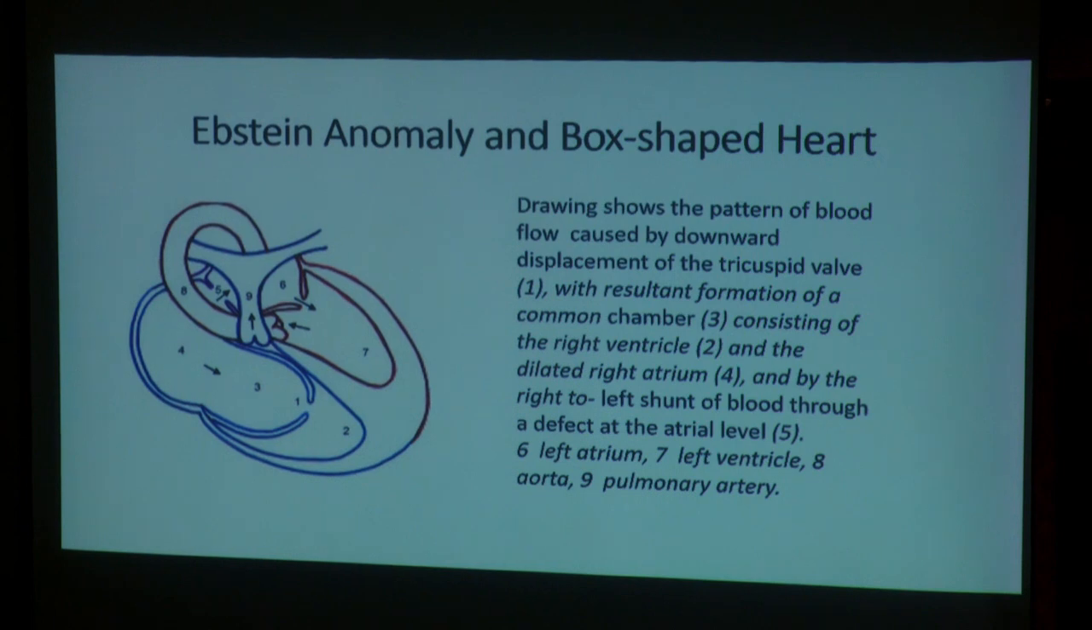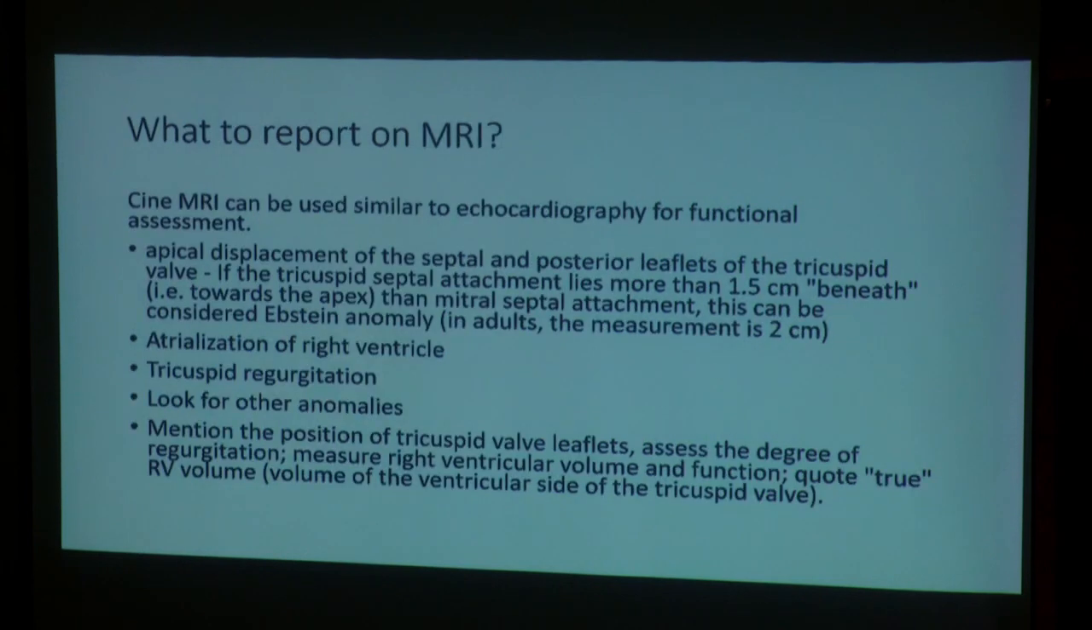Again this is a diagrammatic representation of the Ebstein's anomaly. There is downward displacement of the tricuspid leaflets, and your right atrium becomes quite large, and there is an ASD associated with it. Sometimes MRI is done. You have seen MRI is similar to echocardiography. Always look for the apical displacement of the septal and posterior leaflets of tricuspid valve.